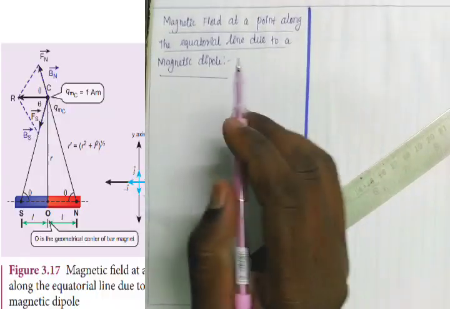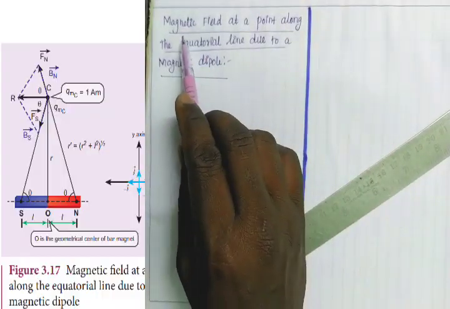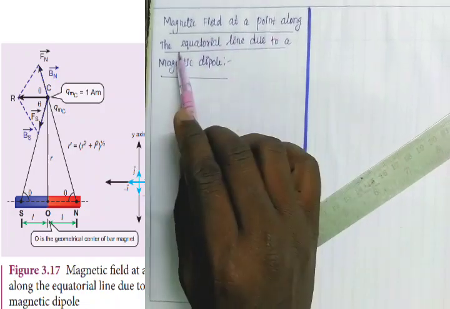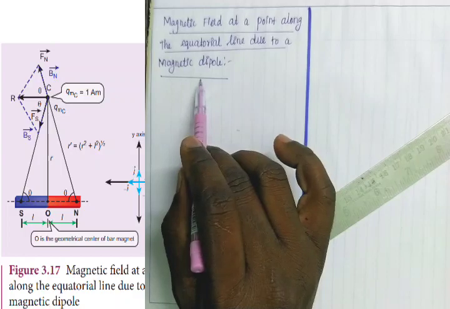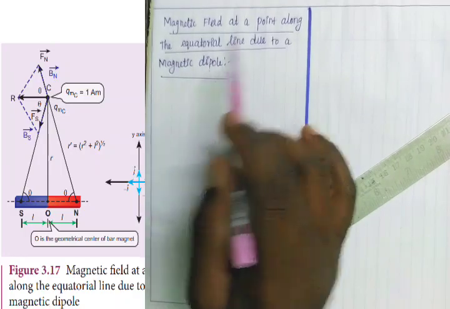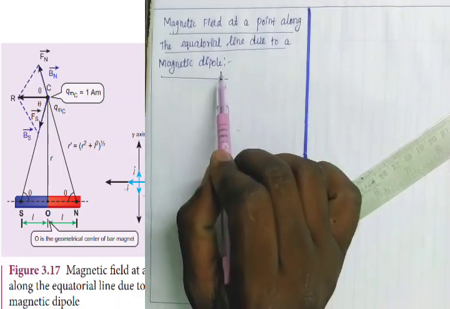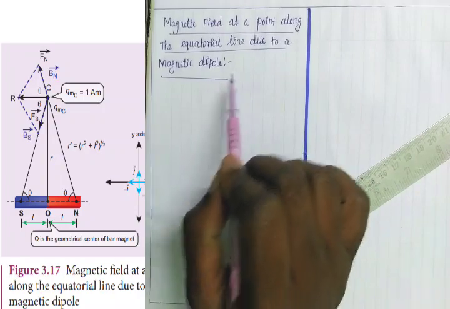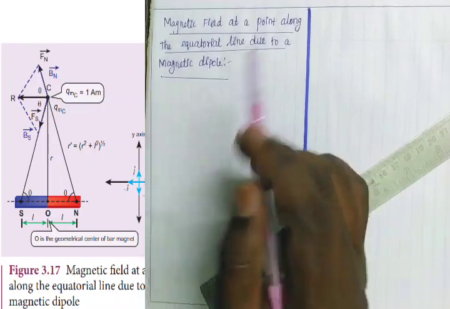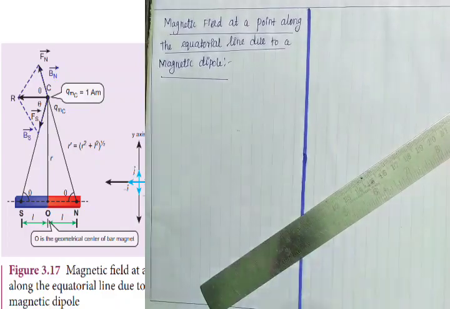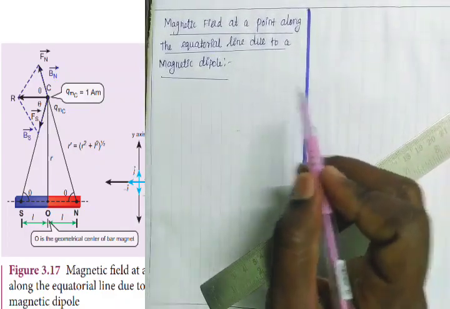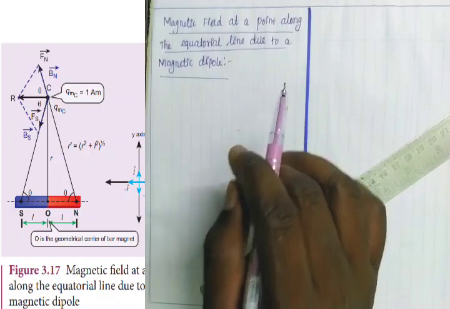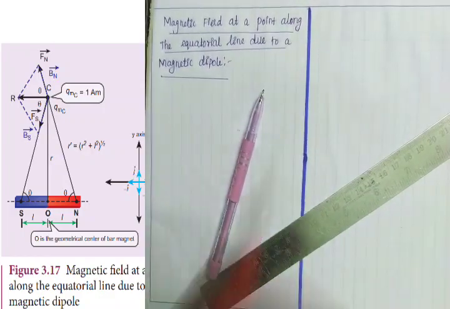Good morning, students. Today we are going to discuss the magnetic field at a point along the equatorial line due to a magnetic dipole. We know the meaning of dipole: two equal and opposite charges separated by a small distance. In the first lesson we discussed the electric dipole.